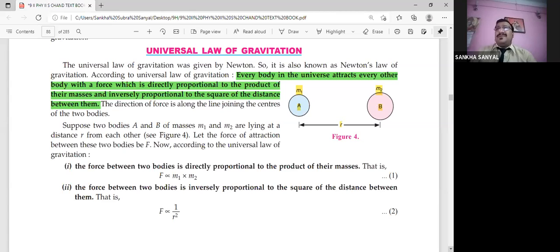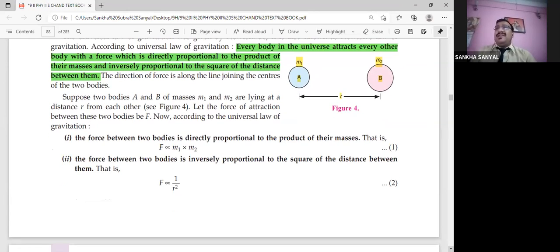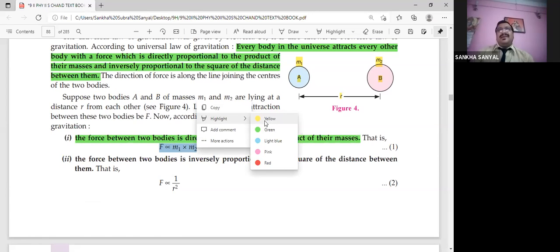When the distance between the two bodies decreases, the force of attraction increases, and it follows the inverse square law. Now what do we mean by that? Check over here, point number 1, which is an explanation of this. It says that when two bodies have masses m1 and m2, then the force is directly proportional to m1 into m2.